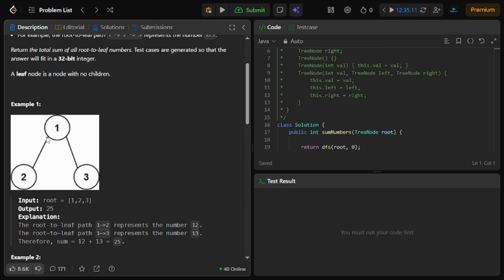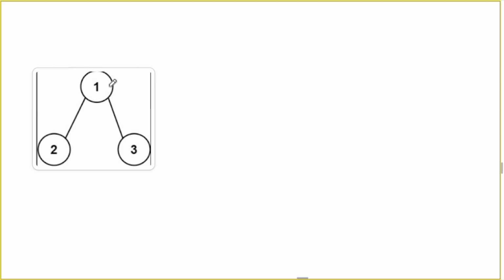In this problem, they will give a root. We need to find the total sum of all the elements from root to leaf. From root to leaf, we need to combine all the numbers of the nodes and consider it as a single value. So from this path, we have 12 as the integer.